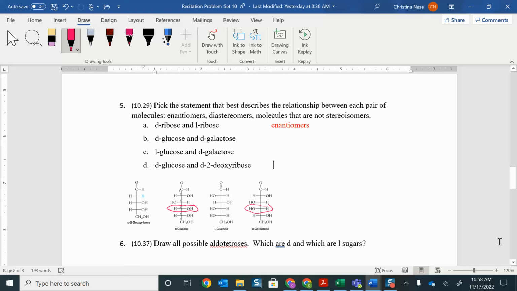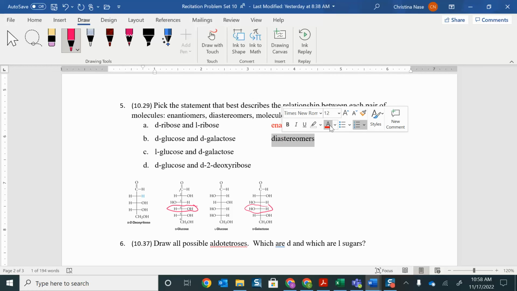So they have the same number of carbons. They're definitely stereoisomers. They have the same number of carbons and hydrogens and oxygens. The connectivity is the same. The bonding is the same. The only thing that's different is which side that OH is on. So those are called diastereomers. They are not mirror images of each other. They are stereoisomers. How about L-glucose and D-galactose?